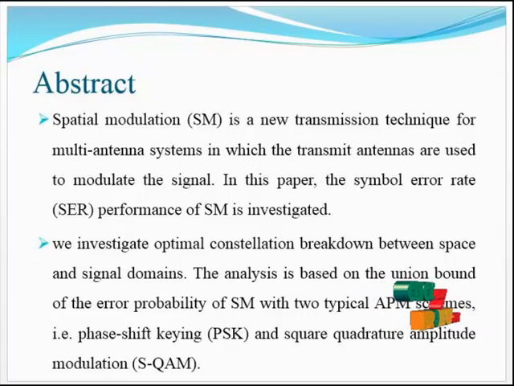The symbol error rate performance of spatial modulation is investigated in this paper. Spatial modulation is implemented in two domains, that is the antenna domain and the signal domain. These are combined together to achieve the transmission rate. The receiver constellation performance of this modulation is also analyzed, and the optimal constellation breakdown between the signal domain and antenna domain is discussed. The symbol error rate performance of bit-oriented message signal is also analyzed in this paper.